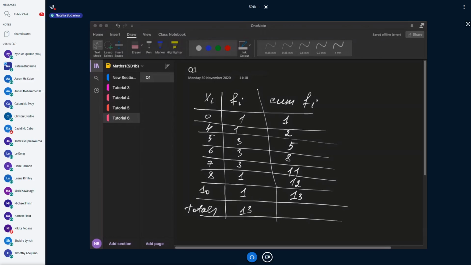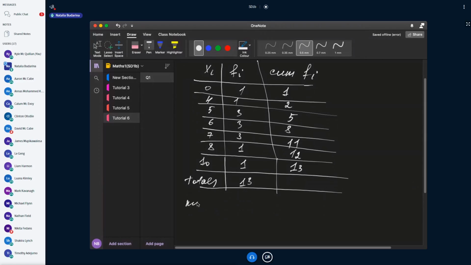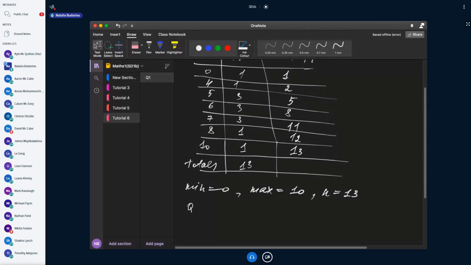So now we need to calculate Q1, Q2, and Q3. So n is equal to 13, so we have 13 points. Minimum you told me is 0, maximum is 10, and now Q1. How do we calculate Q1? First, we find the index, n plus 1 over 4. n is 13, so 13 plus 1 over 4 is 3.5.